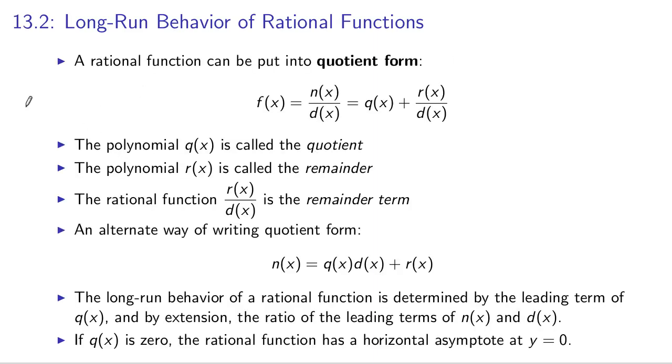Algebra 2, Chapter 13, Section 2, Long-Run Behavior of Rational Functions. A rational function can be put into quotient form.